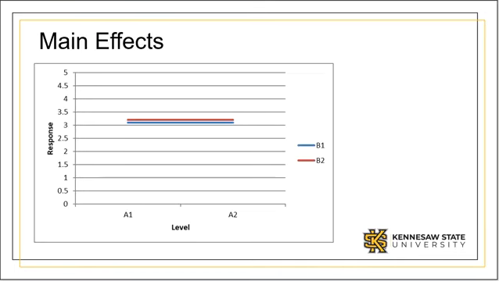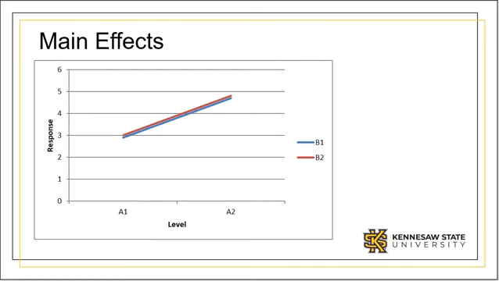Let's start with the most fundamental case. There are no main effects or interaction effects present for each factor. This chart shows a main effect for factor A, but no main effect for factor B. There is also no interaction.